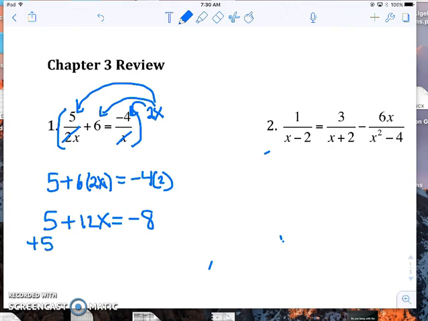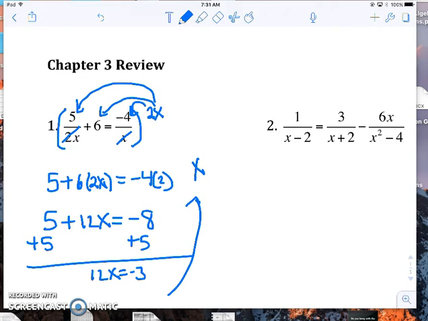minus 5, minus 5, 12x equals negative 3. So we end up with, let's see, x equals negative 3/12. We can reduce that down to negative 1/4.